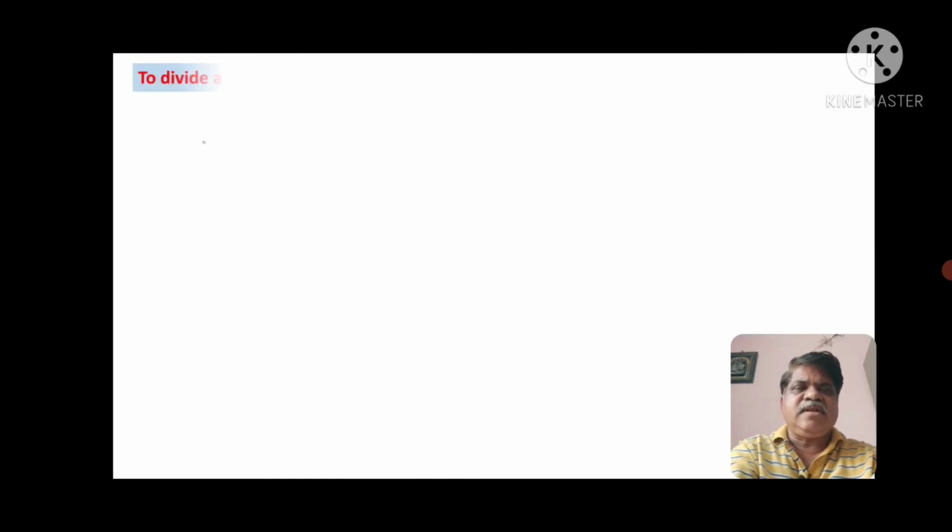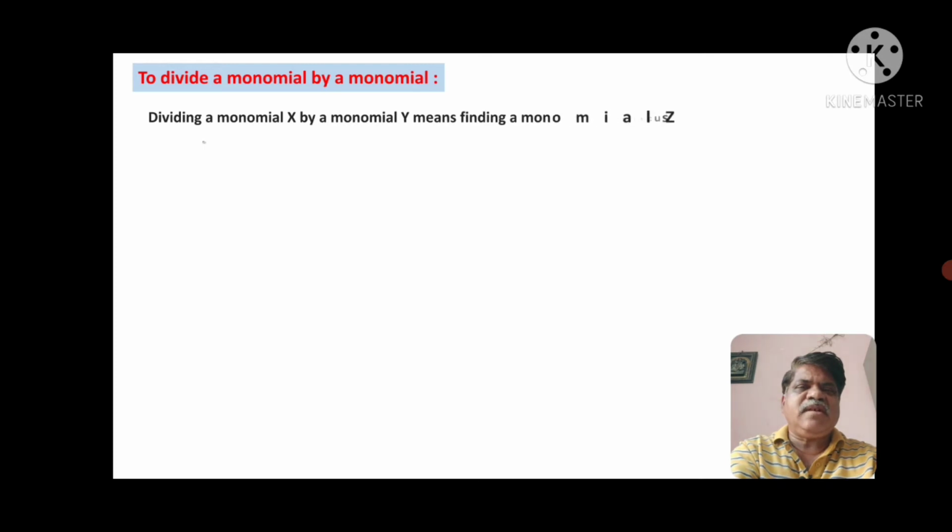Friends, now let us consider how to divide a monomial by a monomial. Dividing a monomial x by a monomial y means finding a monomial z such that x is equal to yz, and we can write it as x divided by y is equal to z.